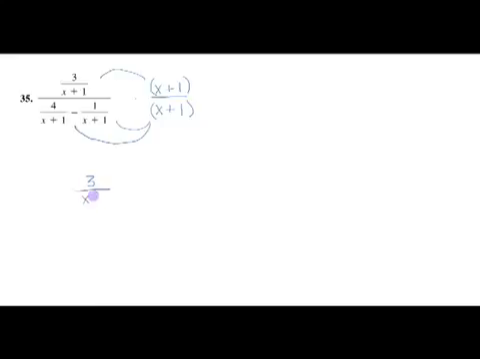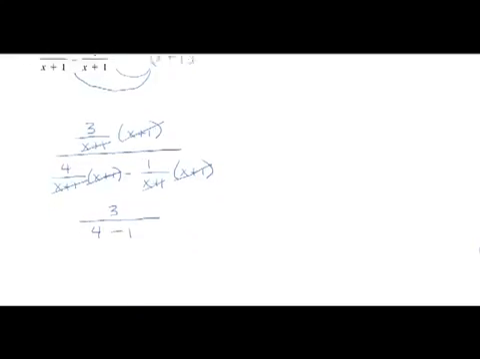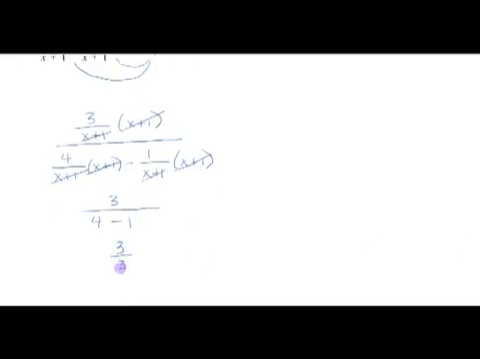So I'll have 3 over x plus 1 times x plus 1 for the numerator, and in the denominator I'll have 4 over x plus 1 times x plus 1 minus 1 over x plus 1 times x plus 1. Cancel what you can. We get a 3 on the top. On the bottom, I get a 4 minus 1. And that's just 3 over 3, which simplifies to be 1.